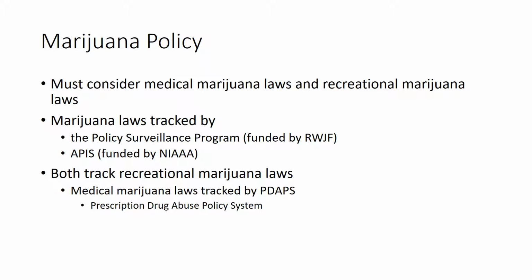Now, marijuana policy. We need surveillance systems for marijuana policy. We've needed these since the spread of medical marijuana laws. We need them especially now with the introduction of recreational marijuana laws.